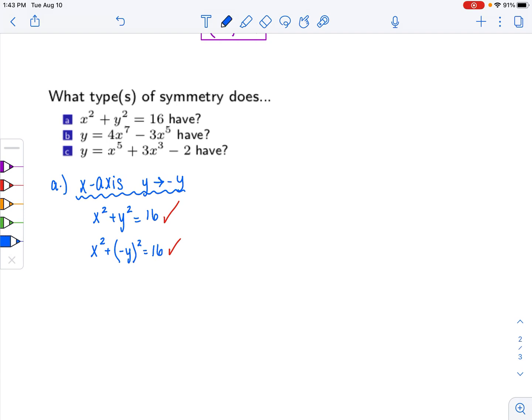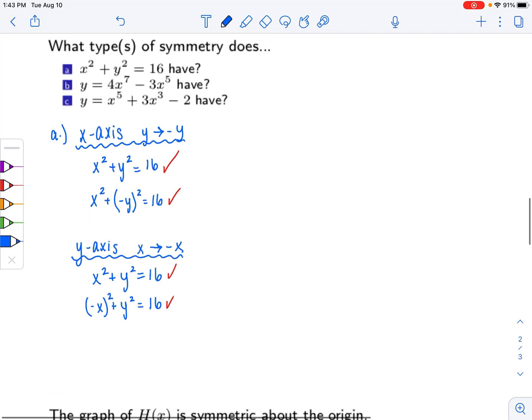I'll do a bunch more and then we'll get the hang of it. Let's check if I'm y-axis symmetry. What happens with the y-axis? Oh yeah, the x's change. So I have my original equation. If I change the x to negative x, is this equation still equal to the one above? Yes, again, due to the fact that if you square a negative, it's always positive. So far I'm x-axis, y-axis.